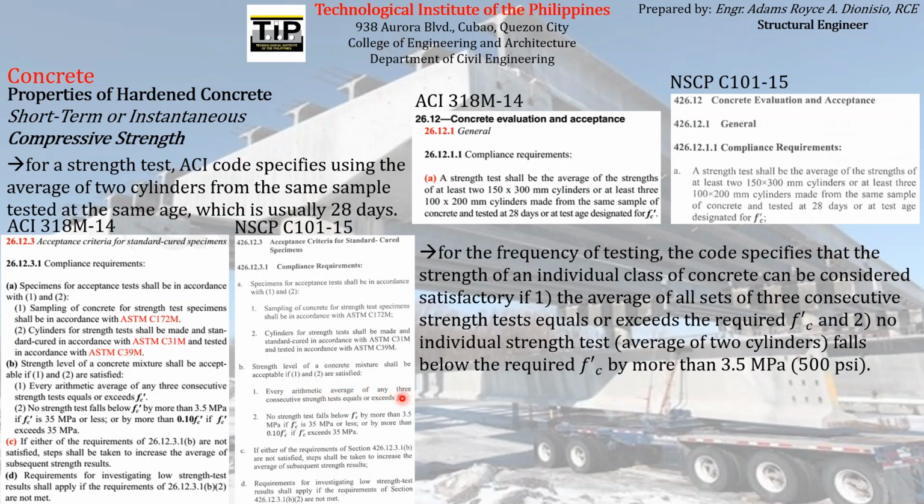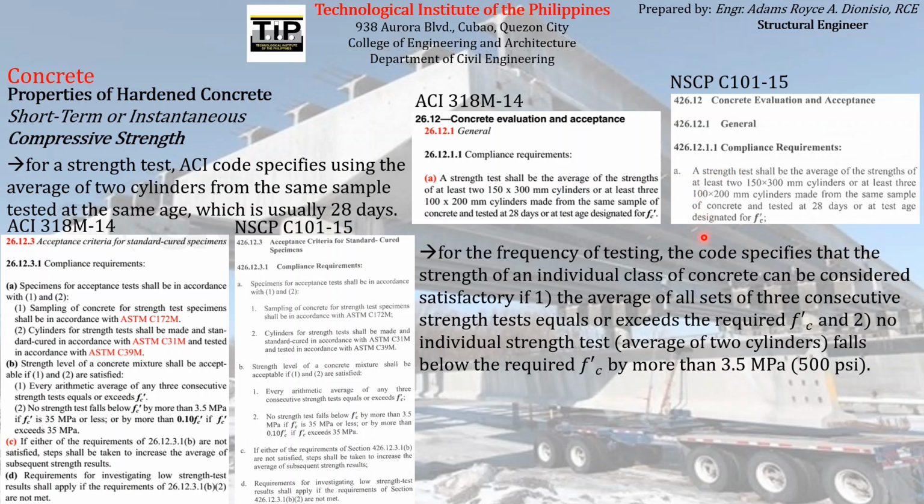So say for example, we have conducted strength tests. Again, may I just remind you, when we say strength test, it is always the average of two concrete cylinders. The average of the strengths of at least two concrete cylinders. So say for example, the result of the first strength test is 34 megapascal, meaning the average of the two concrete cylinders that we have tested is 34 megapascal, for the first strength test.